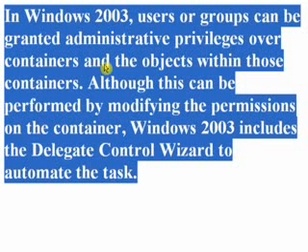First, let's see some details. In Windows 2003, users or groups can be granted administrative privileges over containers and the objects within those containers. Although this can be performed by modifying the permissions on the container, Windows 2003 includes the Delegate Control wizard to automate the task.